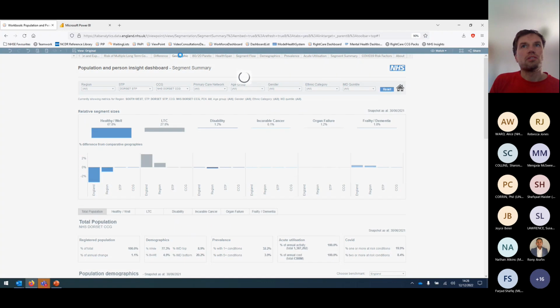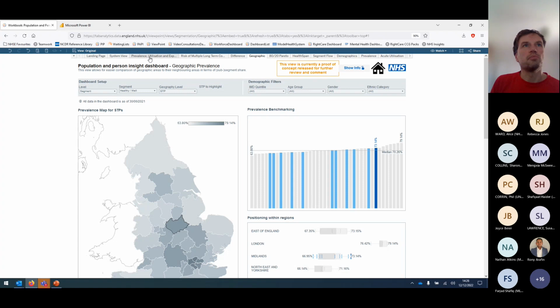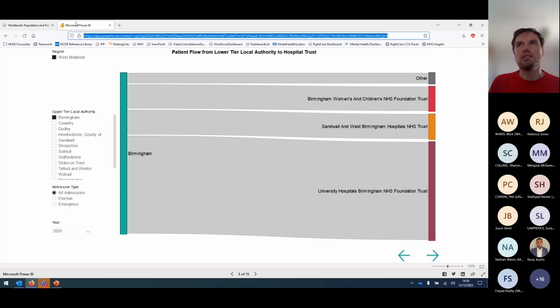It takes a second, so it's not great for just zooming through, but you can see at the top there, prevalence, utilization, and exposure, I think. Risk of multiple long-term conditions, difference, geography, Pareto, health span, etc. Stick that in the chat.